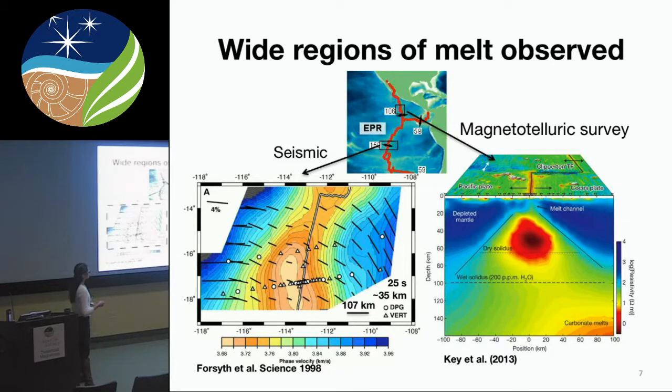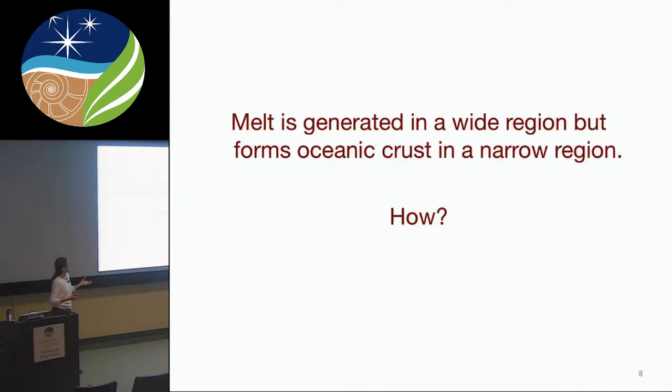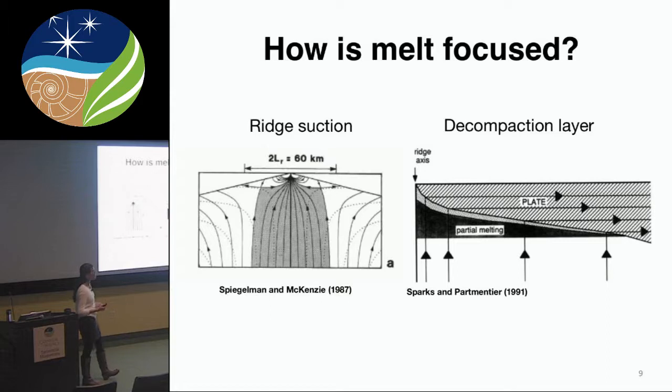So this is a little bit strange. You have a wide region of melt, but it's forming crust in a very small region. So you might wonder, how does that work? You have to have melt moving inwards. And so people have thought about this for quite a while. And there have been a few mechanisms proposed on melt focusing.